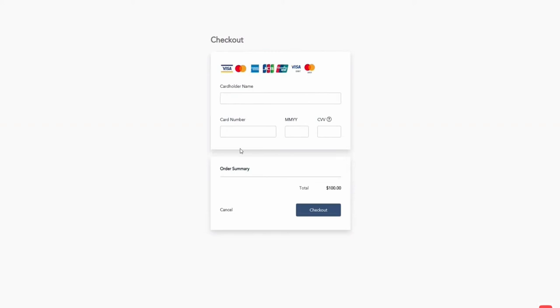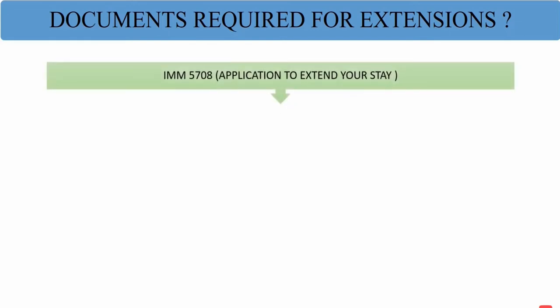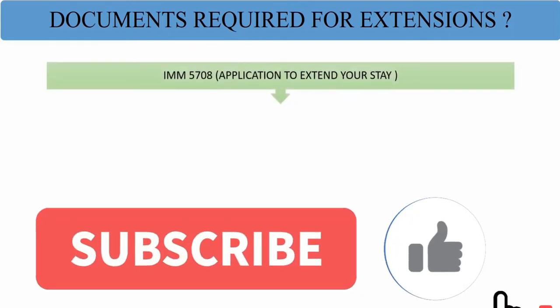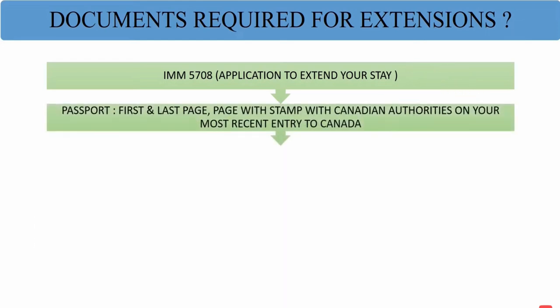To make it easier to prepare application for extension of stay inside Canada, let's discuss what documents are required. So the first one is IMM5708 application to extend your stay. So you need to fill out this form. The second is passport, first and last page with stamps of Canadian authorities on your most recent entry to Canada. So you need to provide basically all the stamps on your passport with first and last page.